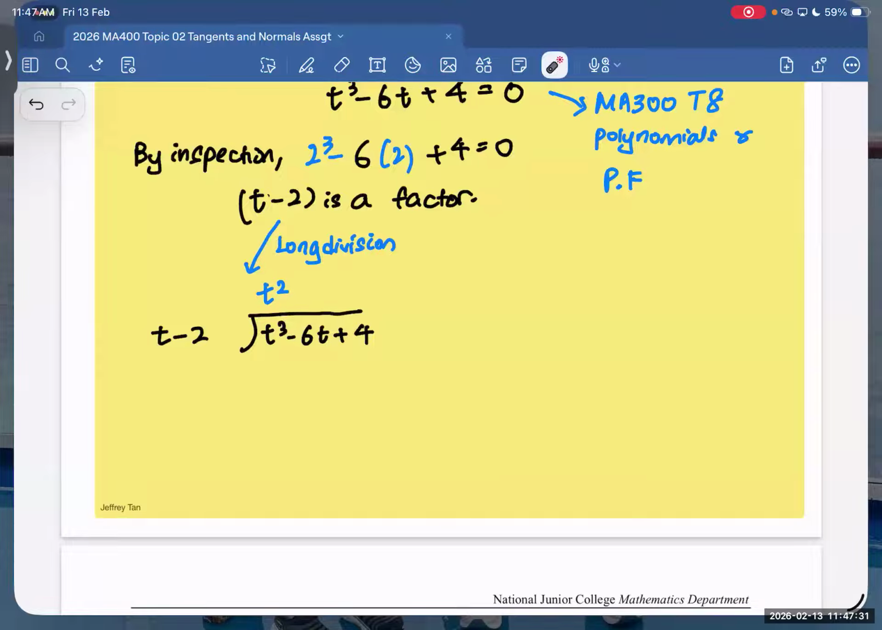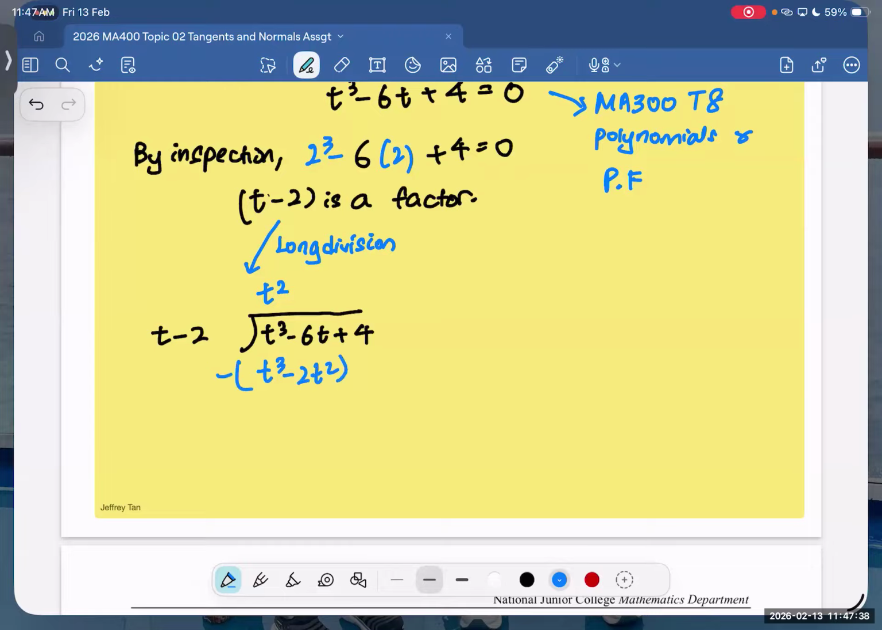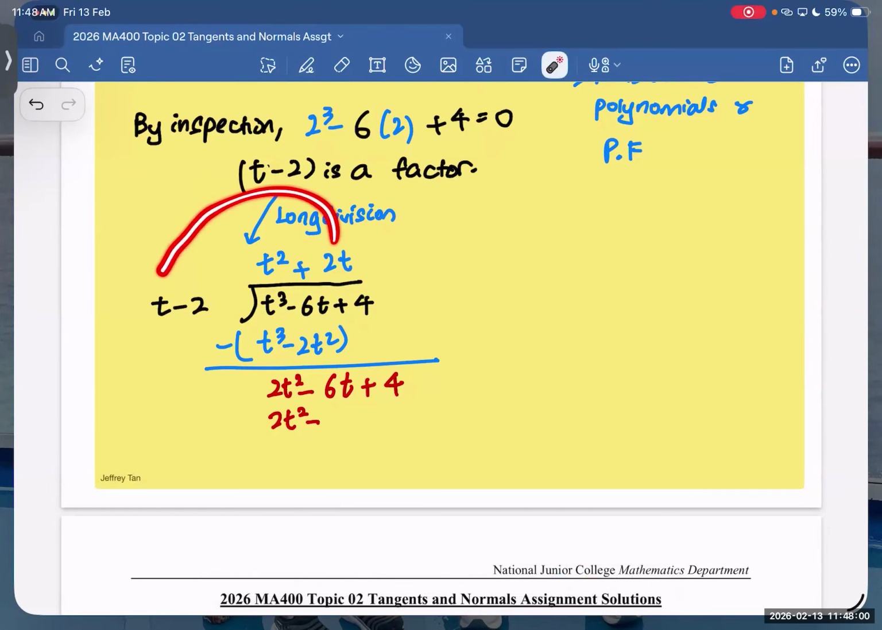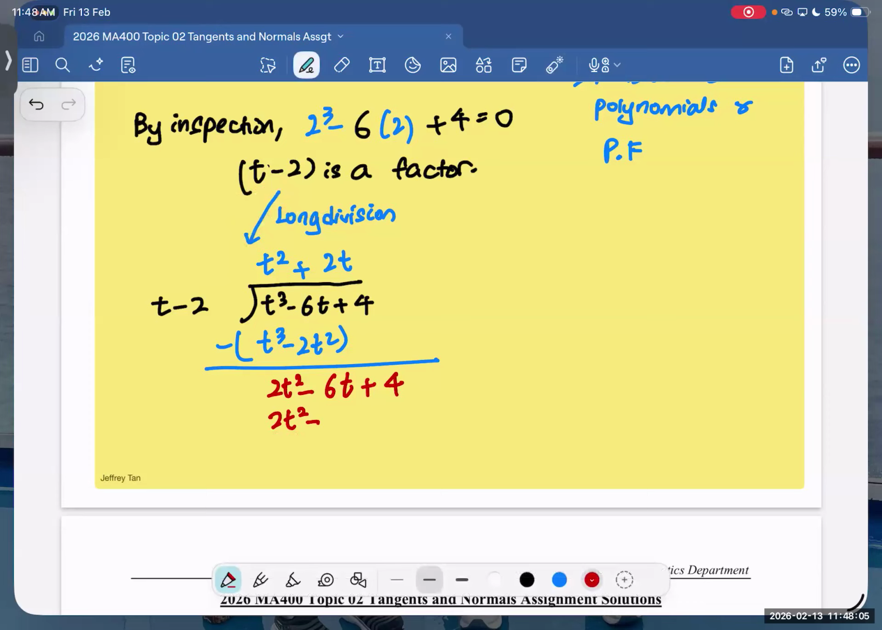So t and t squared, I have t cubed minus 2t squared. Okay, then minus, then what do I get? 2t squared minus 6t plus 4. What shall be my next term? Very good, 2t. So you can see here to here will give me 2t squared. Here to here will give me minus 4t.